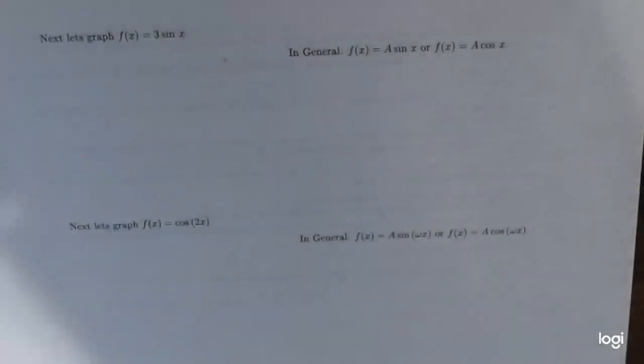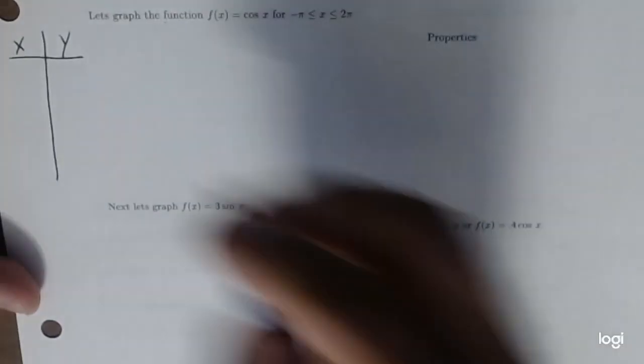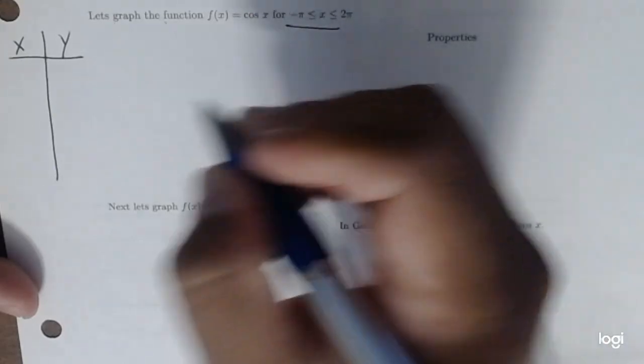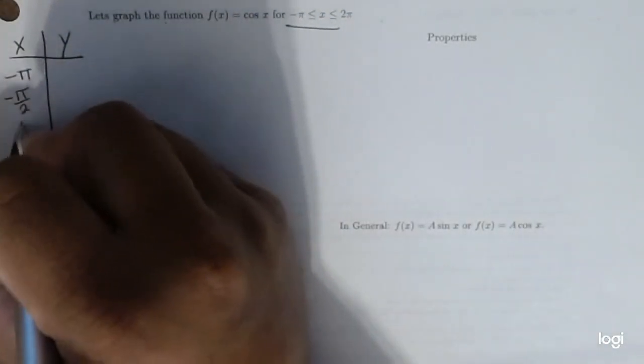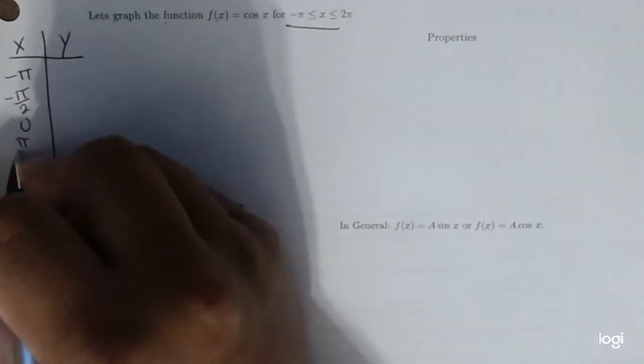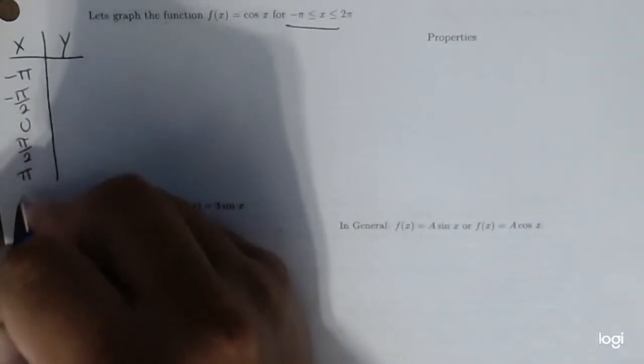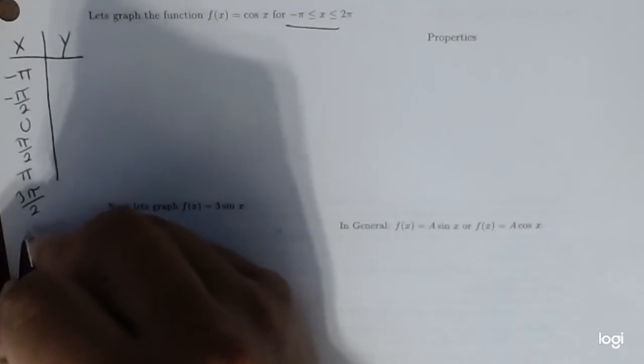And believe it or not, we're going to do the exact same thing for the cosine function up here. So just do a little t-chart and do the same thing, using the exact same values. So again, from negative pi to 2 pi: negative pi, negative pi over 2, 0, positive pi over 2, pi, 3 pi over 2, and then finally 2 pi.